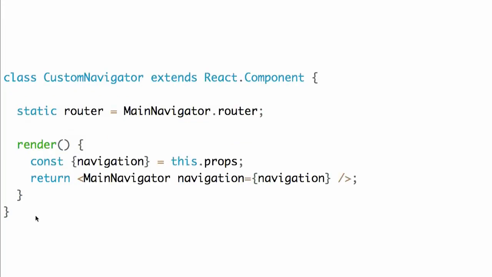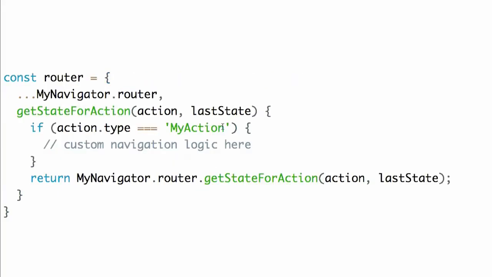Now, most of the time when you're working with custom navigators, you're going to be extending another navigator that already has some existing behavior. Here, the main navigator is what we're rendering, and we're just going to pass it the normal navigation prop that we get. And here, we're going to expose the main navigator's router. So what we see here is actually pretty identical. The custom navigator now is going to have identical behavior to the main navigator. But we can go ahead and do other things here if we want.